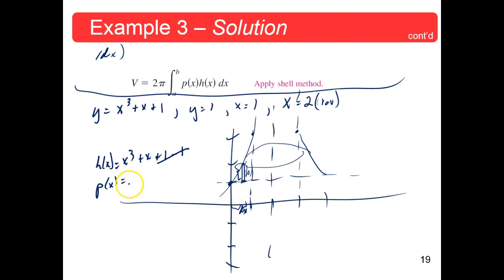Not 1. 1 plus x. Okay. Is it 1 plus x? Or isn't it just x? Okay, oh, wait. Sorry. You probably are right.